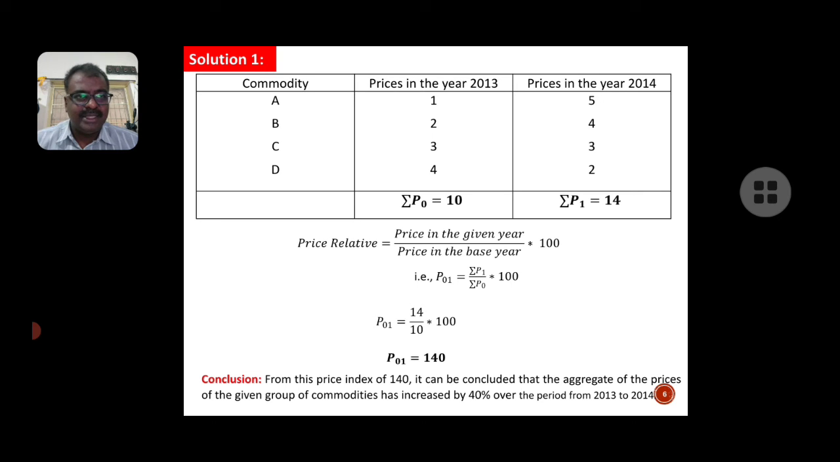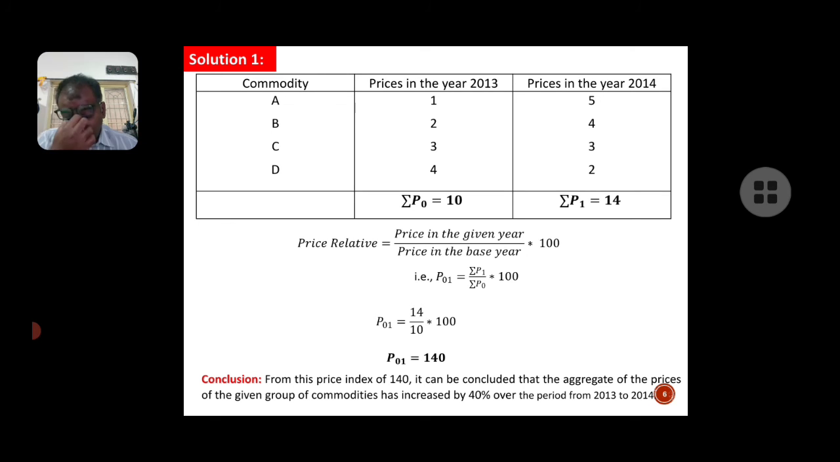Now, how do we infer this? See, when we consider the base year, that is 2013, we said the base year is always 100, and we are going to compare 2014 with 2013, that is the current year with the base year. So the current year price index is 140, while the base year price index is always 100, which means 140 minus 100 is equal to 40. Therefore, from this price index of 140, we can state that the price index for the year 2014 has increased by 40%. 140 minus 100, which is 40%. So this is how we calculate the simple aggregate price index.